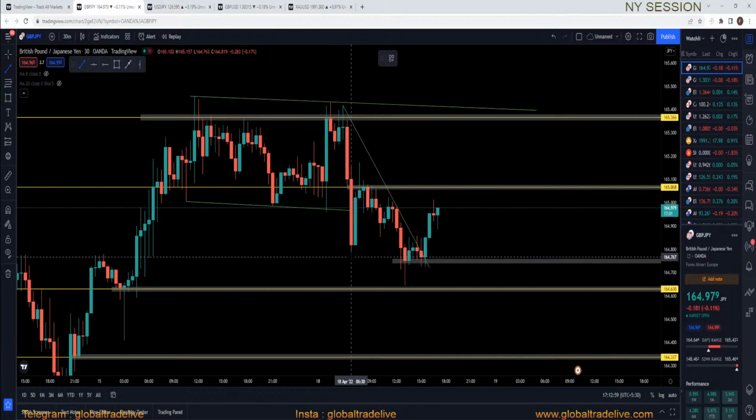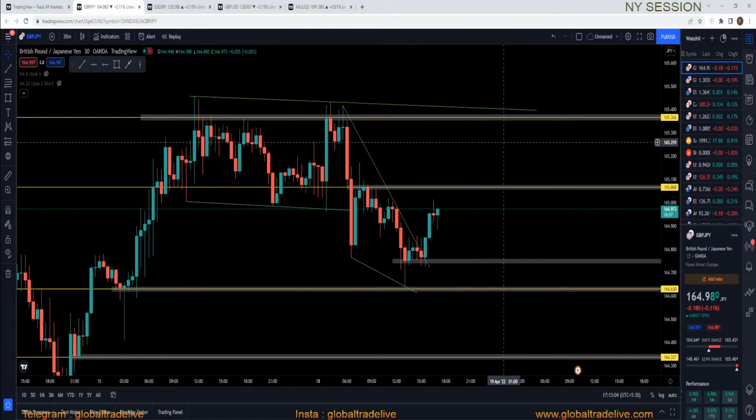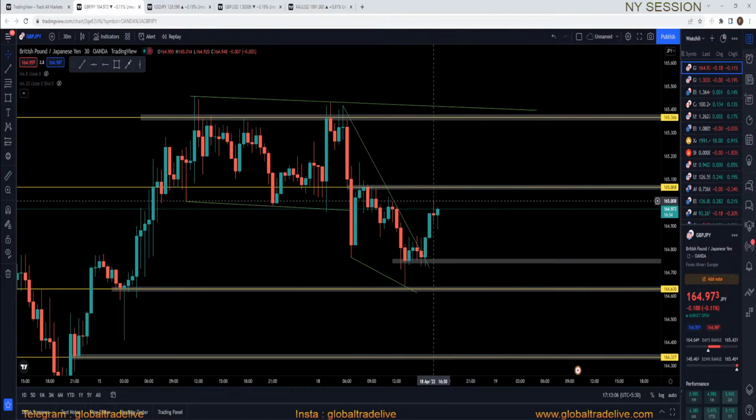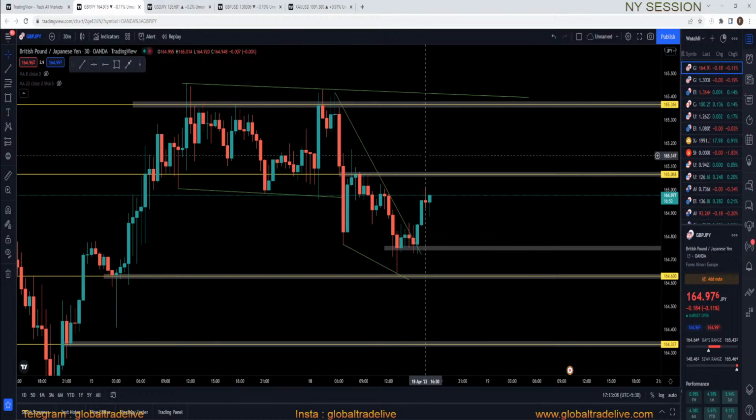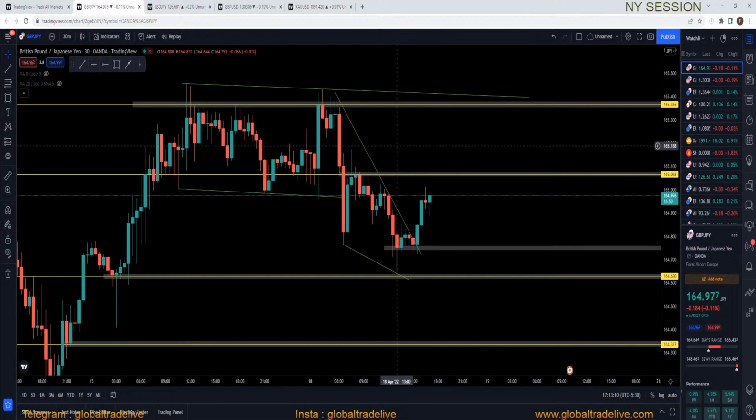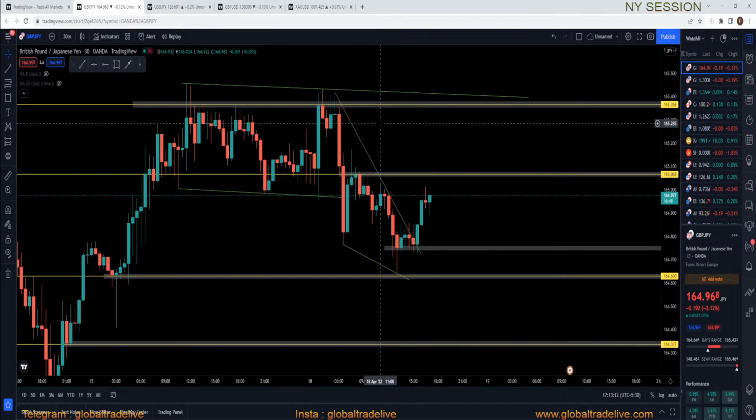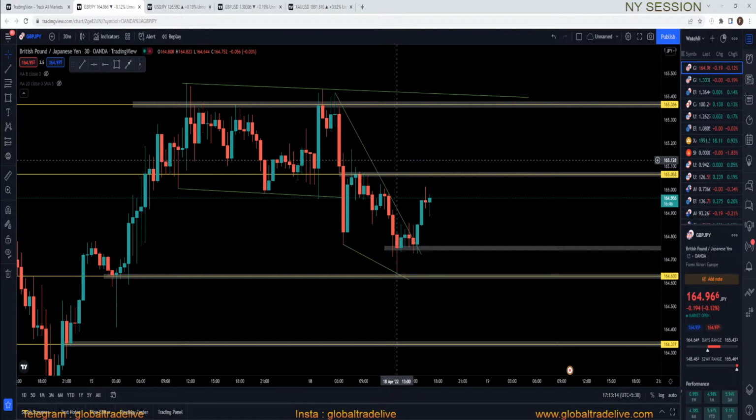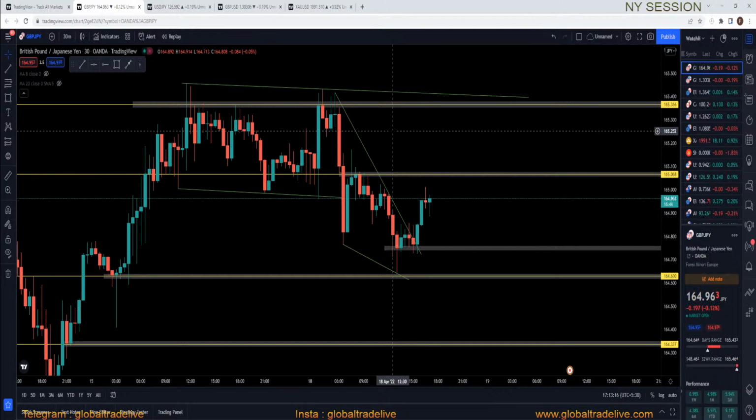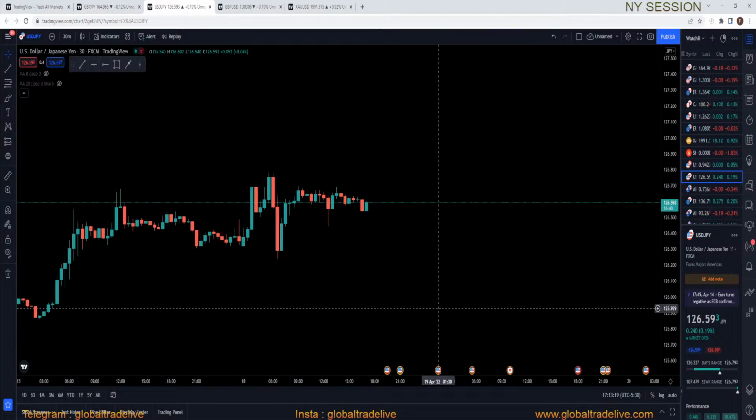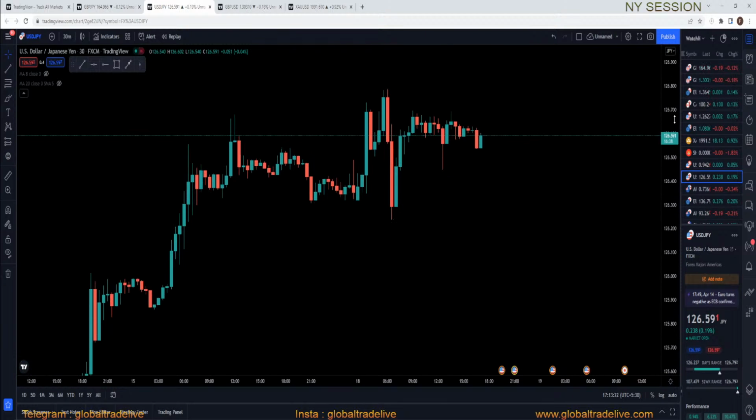and this low was formed. Now the market is moving up again. So yeah, I think the market's going to move up from here. Not very sure, but according to the trend lines, it should be moving up. So now let's talk about UJ over here.